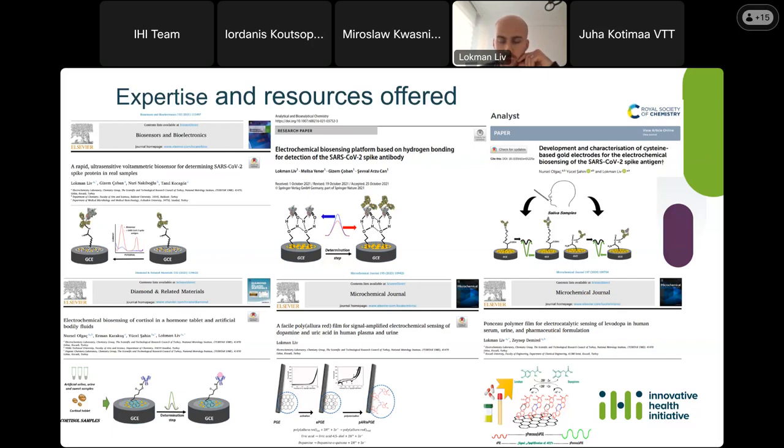And also, as you see on the bottom middle, dopamine and uric acid, which are important biomarkers in monitoring Alzheimer's and Parkinson's disease. And also on the bottom right side, levodopa, which is used in Parkinson's treatment and whose instantaneous levels are important to monitor. Next slide, please.